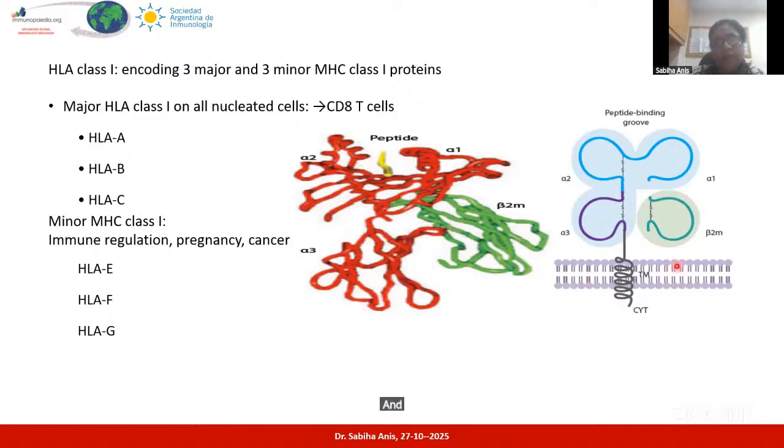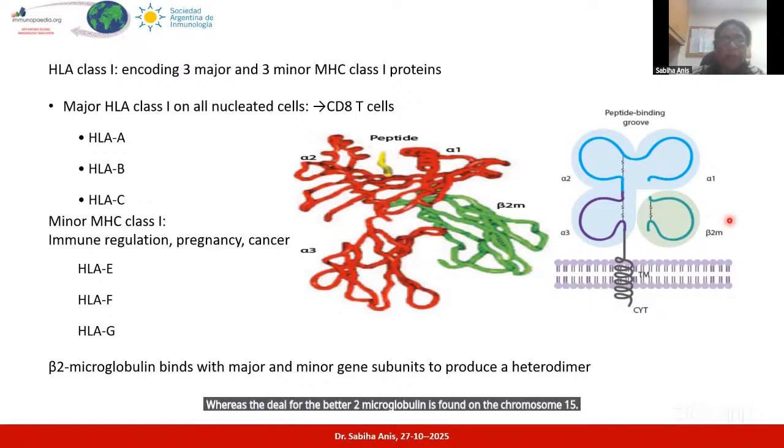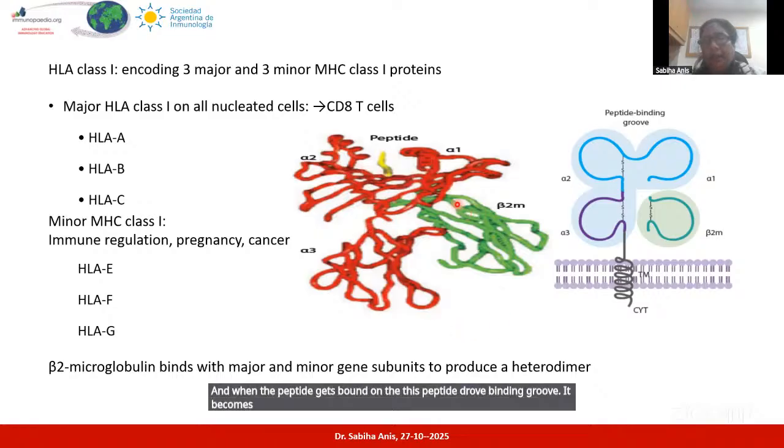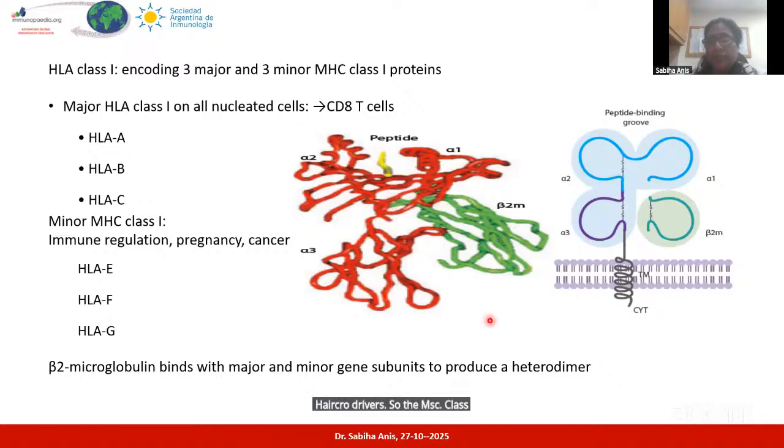The genes of these HLA class 1 molecules, as we've seen, are on chromosome 6, whereas the gene for beta-2 microglobulin is found on chromosome 15. Beta-2 microglobulin, when bound with the major and minor gene subunits, produces a heterodimer. And when the peptide gets bound in the peptide binding groove, it becomes a heterotrimer. So the MHC class 1 molecules are heterotrimeric molecules, and only in this form are they stable and expressed on the cell surface.